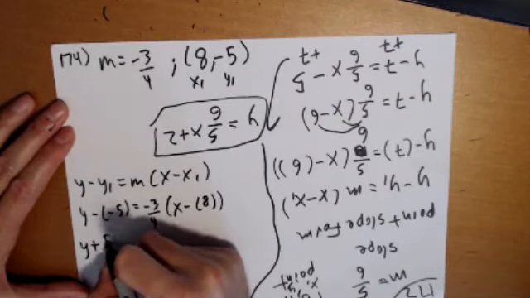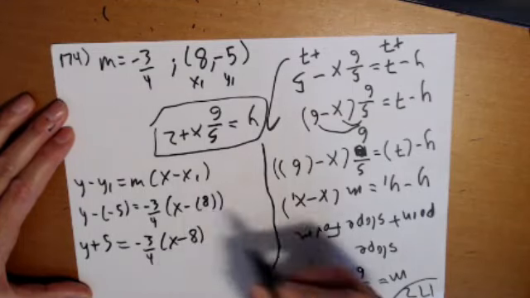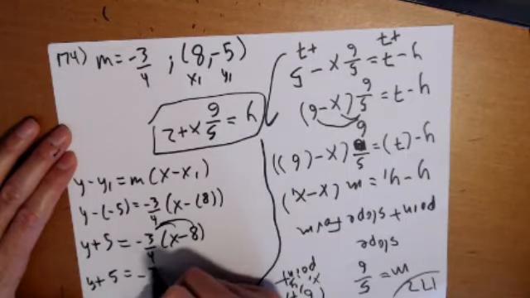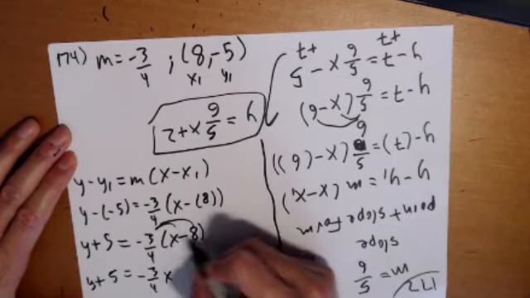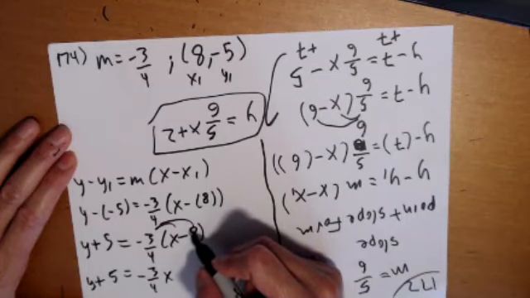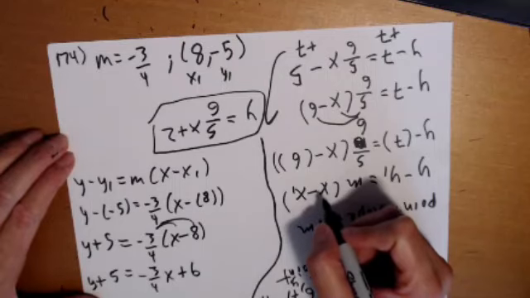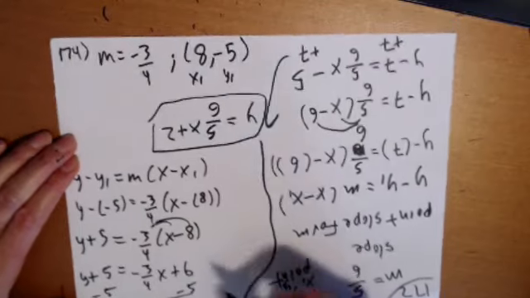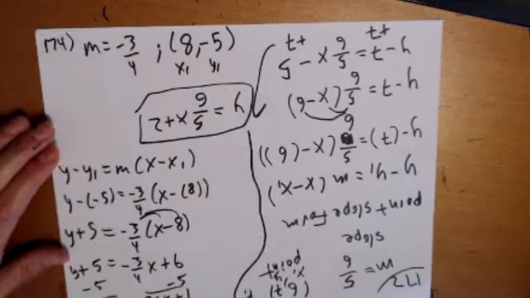Okay, y plus 5 equals negative 3/4 times x minus 8. I'm going to distribute the negative 3/4 across x minus 8: a negative 3/4 times a negative 8. Make sure you're cool with fractions and multiplying all that. Was that 24 over 4, positive 6? Yeah. Subtract 5 from both sides, and so we get that y is equal to negative 3/4 x plus 1.